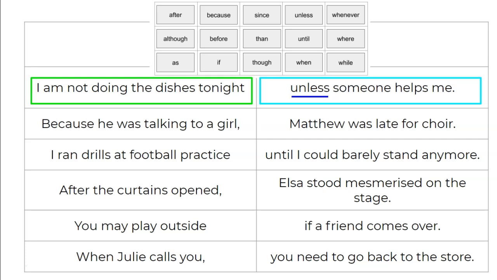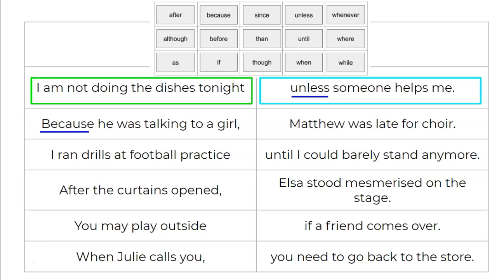If I say, unless someone helps me, well, what does that mean? Unless someone helps me what? But if I do say, I am not doing the dishes tonight, then that's its own thought. That's a complete sentence. Next sentence we have, because Matthew was talking to a girl, he was late for choir.